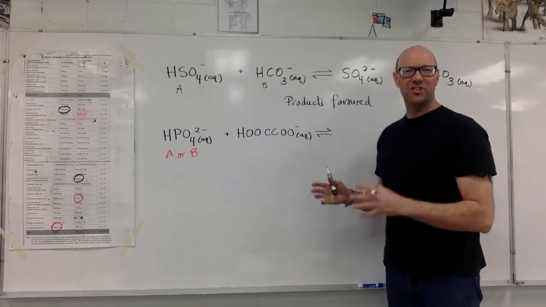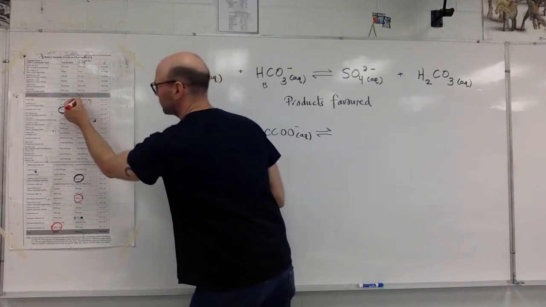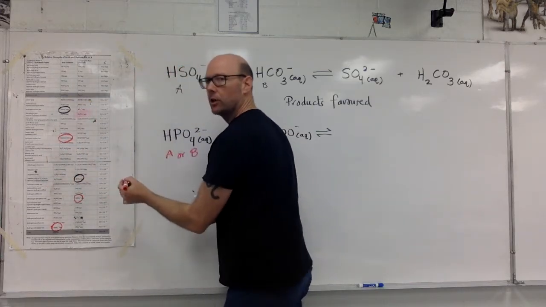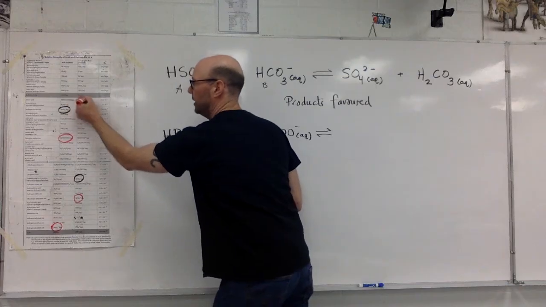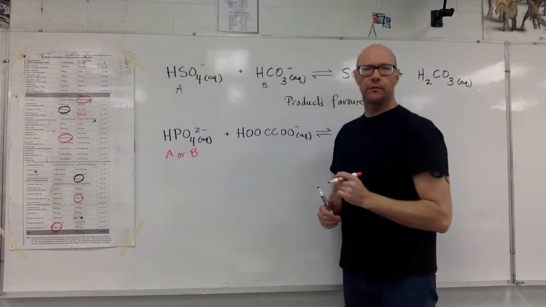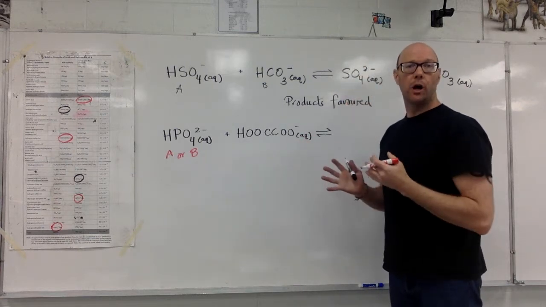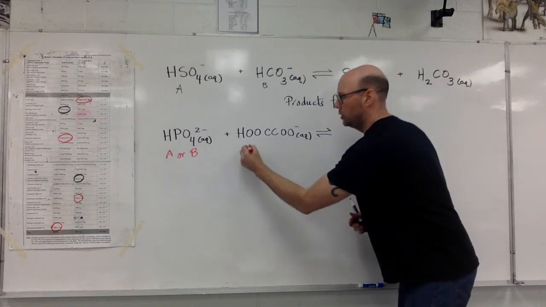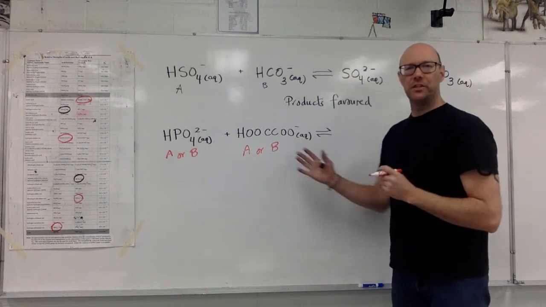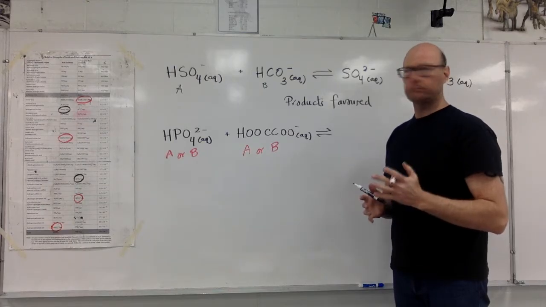This HOOCCOO⁻ is a hydrogen oxalate ion. When I go to the table, I can find it here in the acid column. I can find it here in the base column. As with the hydrogen phosphate ion, the hydrogen oxalate ion shows up in both columns of the table. It could be an acid or a base. Each of these two chemicals are what we call amphiprotic.